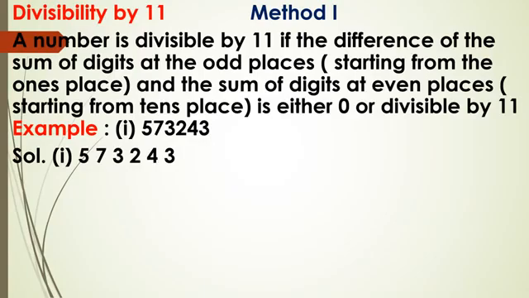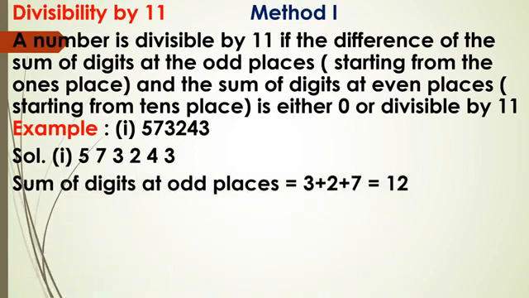It is 5,73,243. Okay, now first of all we will find out the sum of digits at odd places. Odd places are ones, hundreds, 10,000. Okay, skip one place, you will get odd places starting from the ones place. So it is 3 plus 2 plus 7, which is equal to 12.